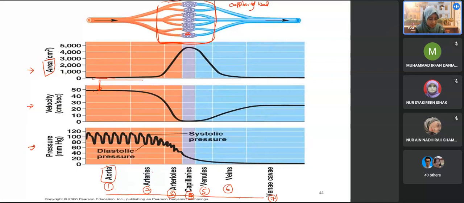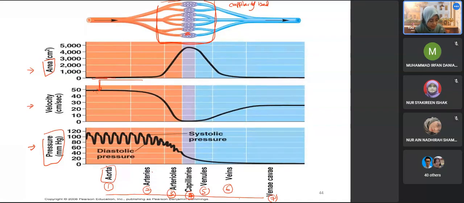Okay, so from the velocity you have to relate with the blood pressure, because the blood that enters into the artery has just been pumped out by the heart. So obviously the blood that flows into the aorta will have a great pressure. Okay, it flows with great pressure.